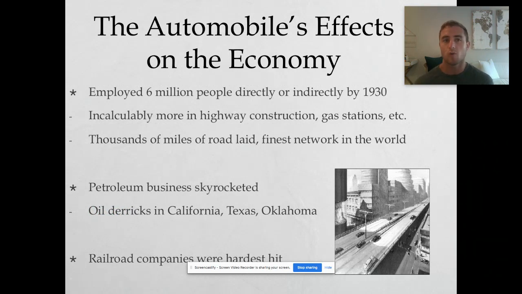All right, the automobile's effects on the economy. We talked about this already: employing 6 million people, highway construction, gas stations, laying road, etc. We also see oil becoming a huge, huge business and industry as the automobile starts to flourish. And we start to see oil derricks popping up, oil in general becoming a big industry, in California, Texas, Oklahoma. We see that the United States becomes the leading producer of oil in this early era, all the way through World War II, and then all of a sudden becomes a net importer of oil as we become dangerously dependent on foreign oil, especially.